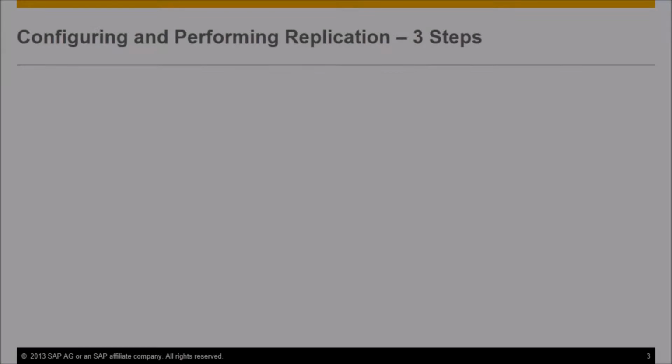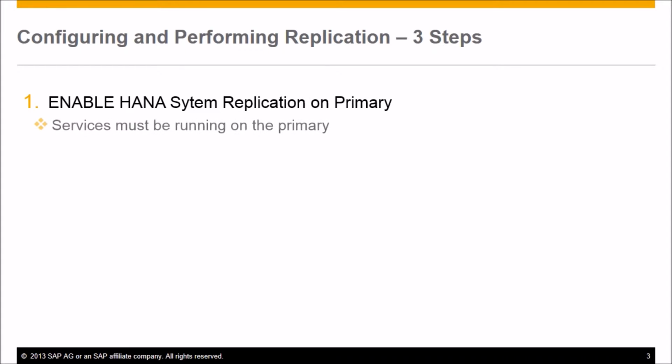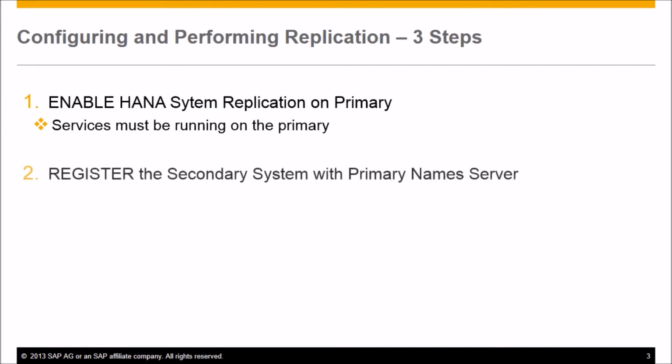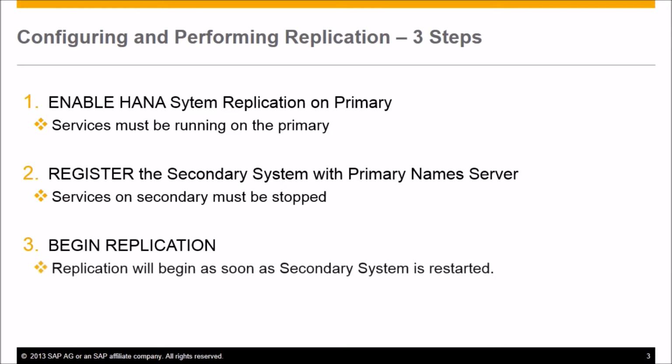With the preliminaries out of the way, now what does it take to actually set up and start replication? There are 3 steps. First, we enable system replication on the primary system. Services must be started on this system. Second, we're going to register the secondary system, and services must be stopped on the secondary when this happens. Finally, we'll start the replication by restarting services on the secondary system.